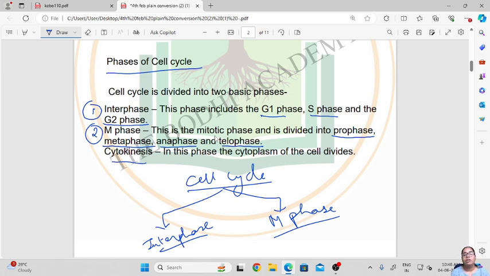So these are the two phases through which the cell cycle occurs in a cell, as in cell division from a single cell to two or more daughter cells. How this happens through the cell cycle is by two phases, that is interphase and M phase. So let us understand these phases in detail now.